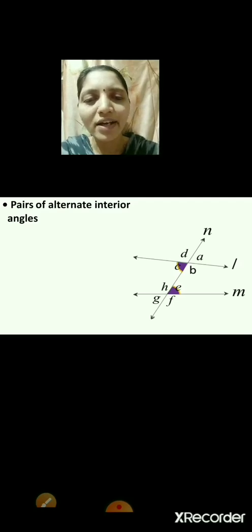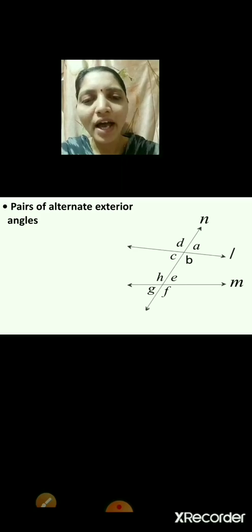Here angle C and angle E is a pair of alternate interior angles. One more pair is there, that is angle B and angle H. So these are the two pairs of alternate interior angles. Now let's find the pairs of alternate exterior angles. What are exterior angles? The angles which are present in the exterior part of the two lines.